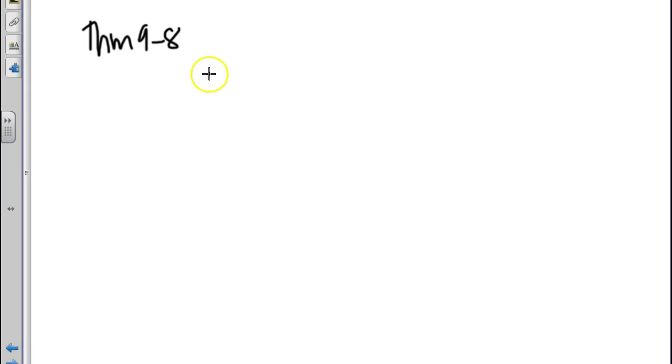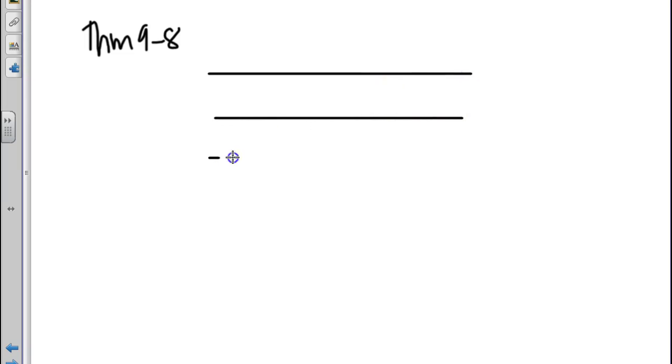All right, so I have 3 parallel lines, or you could have more than 3. Do you remember how to mark lines parallel to each other? They have little arrow heads on them, don't they? So I have 3 parallel lines, and they intersect 2 transversals. So let me get my transversals in here.